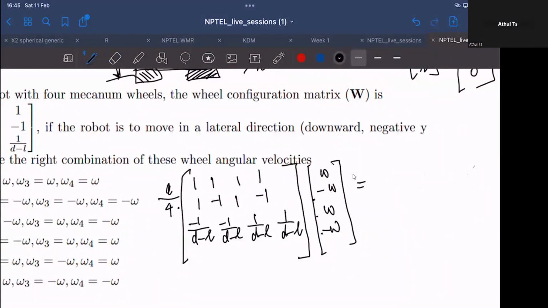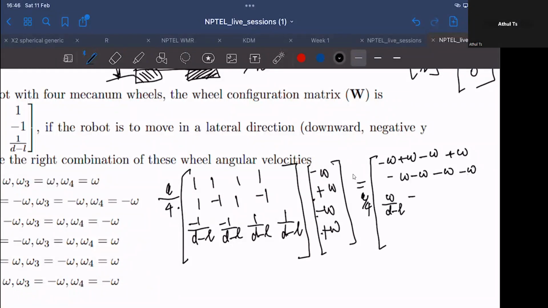So what happens if we simply reverse these values? If we simply invert these values, the first one would be negative, second would be positive, third would be negative, and fourth would be positive. We'll simply try this out. So the first row would be minus omega, plus omega, minus omega, plus omega. The second row would be minus omega, minus omega, minus omega, minus omega. And the third row would be omega by d minus L, minus omega by d minus L, minus omega by d minus L, omega by d minus L.